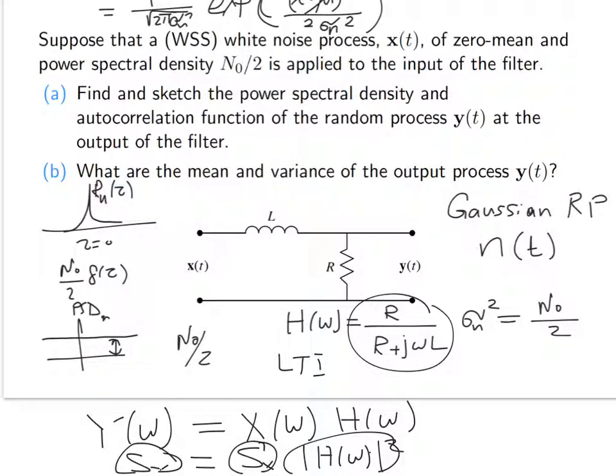What's Sx? Yeah, it's constant, equal to N naught over 2. So Sx is a constant value N naught over 2. Multiply that by that magnitude square, you will get the output power spectral density. Can someone give me the expression for the output power spectral density? Guys, try to solve it. The reason for doing the exercises is that you get practicing what we describe. If you just depend on what I describe and that's it, you will not learn the concept. Okay? It should be simple, but you just need to practice.